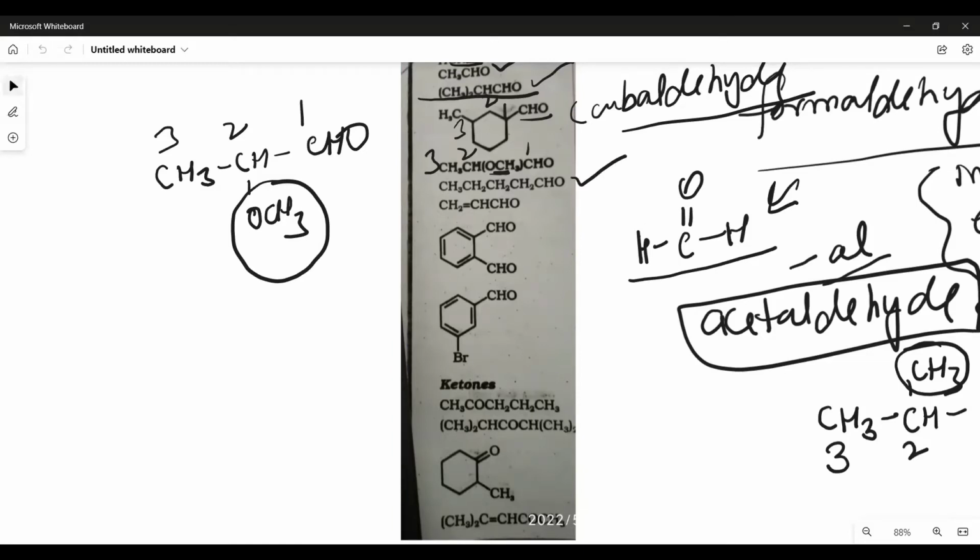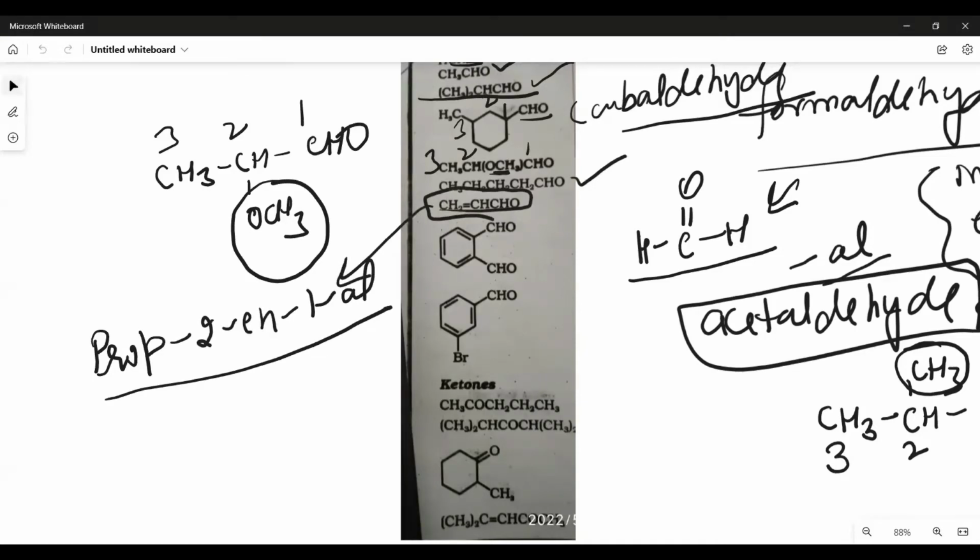Okay. Now the next one is very simple. You can do it by yourself. Here you can see there is a double bond present between the second and third carbon atoms. So we have to write prop-2-en-1-al, because at the second carbon atom a double bond is present. So you can't write propanal. It is prop-2-en-1-al.